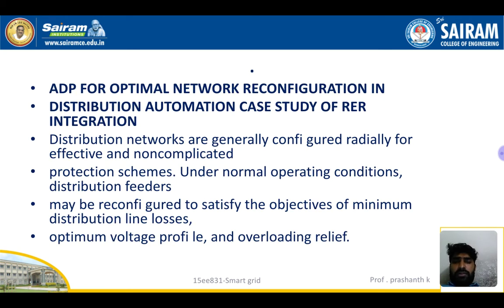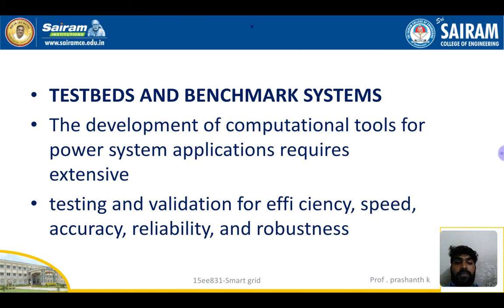ADP for optimal network reconfiguration in distribution automation. Case study for RER integration. Distribution networks are generally configured radially for effective and non-complicated protection schemes under normal operating conditions. Distribution feeders may be reconfigured to satisfy the objectives of minimum distribution line losses, optimum voltage profile, and overloading relief. Right? And test beds and benchmark systems.